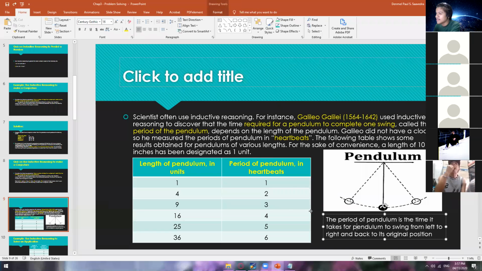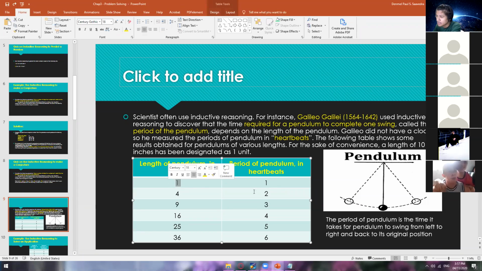Anyway, the conjecture for this one is 49 and 7. 7 times 7 is 49. So basically, it's squared by itself. If we have 1, squared it, still 1. If we have 2 heartbeats, then you'll get 4 lengths of pendulum. If we have 3 heartbeats, you'll get 9. So 3 squared is 9, 4 squared is 16, 5 squared is 25, and 6 squared is 36. And lastly, the next value is 7 squared, which is 49 lengths of pendulum.